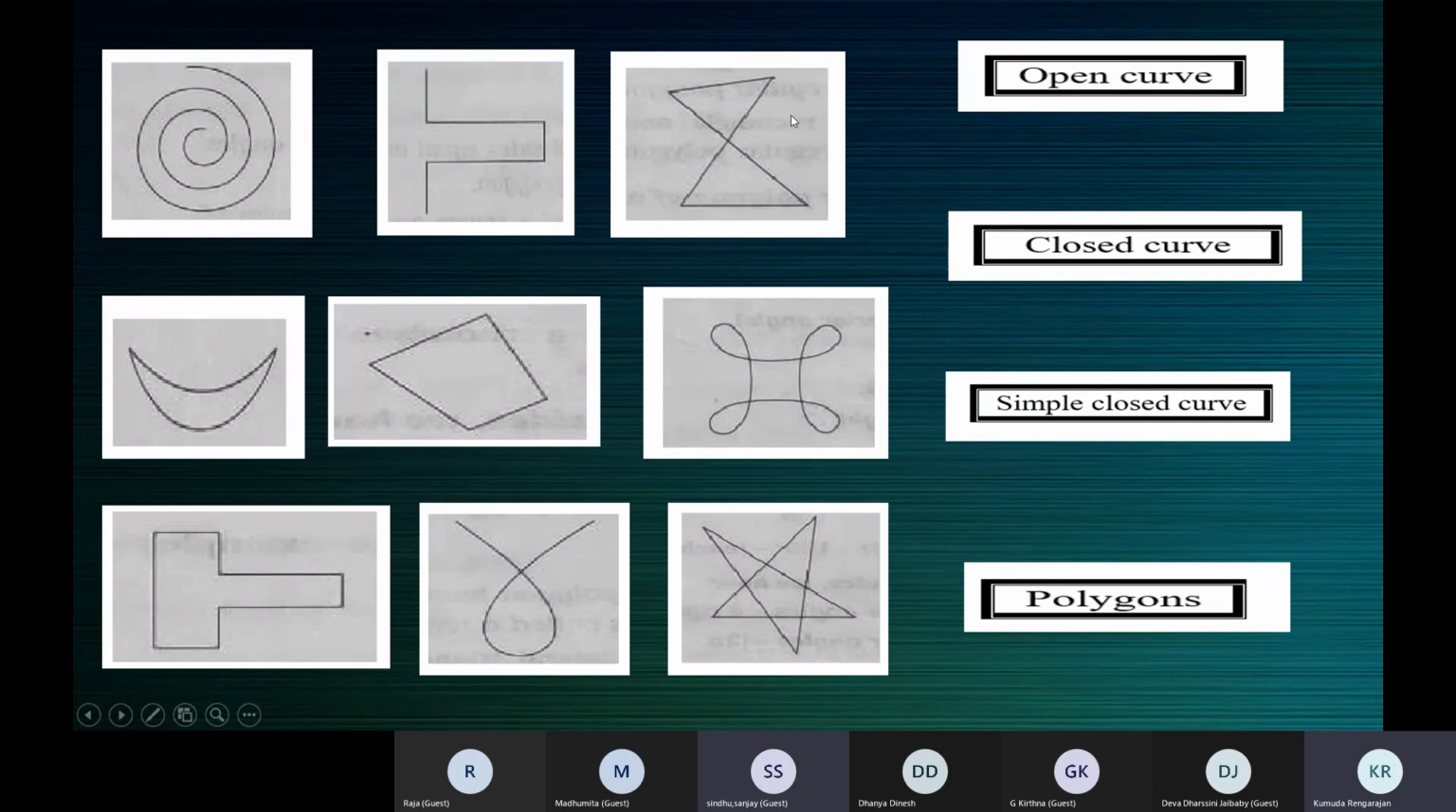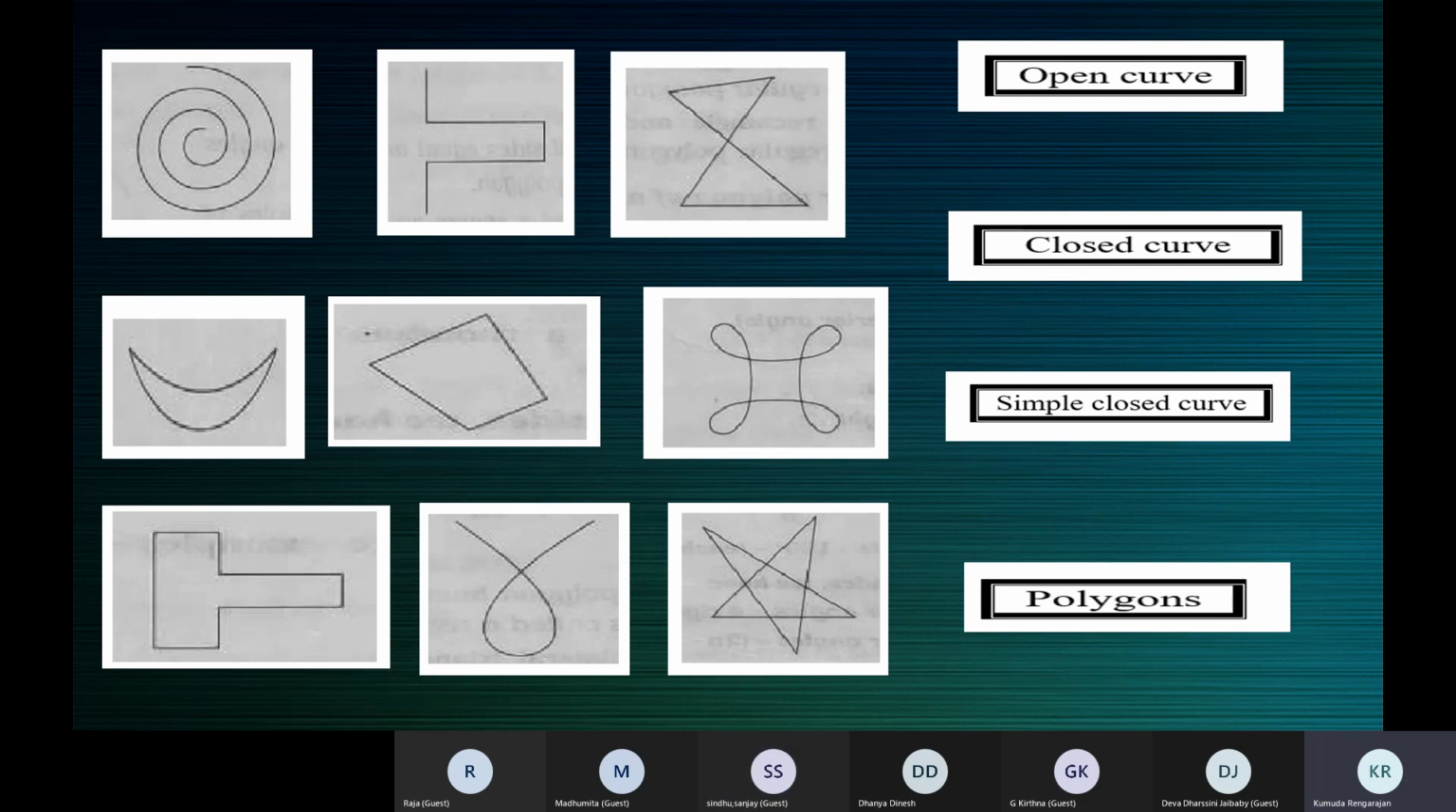Is it a curve or closed curve, ma'am? Is it a curve? Yes, ma'am. Yeah, because we can draw this without lifting the pencil. Is the start point equal to the end point? Yes, ma'am. You finish where you started. So it is a closed curve.